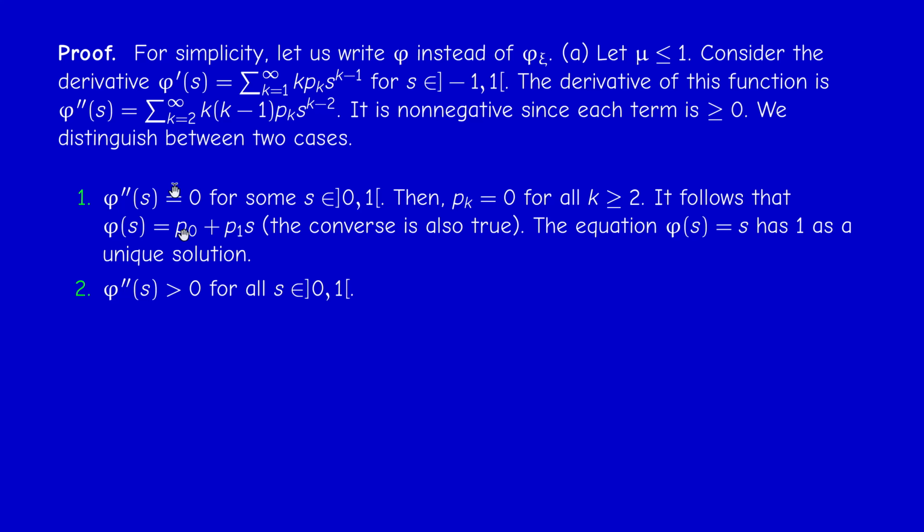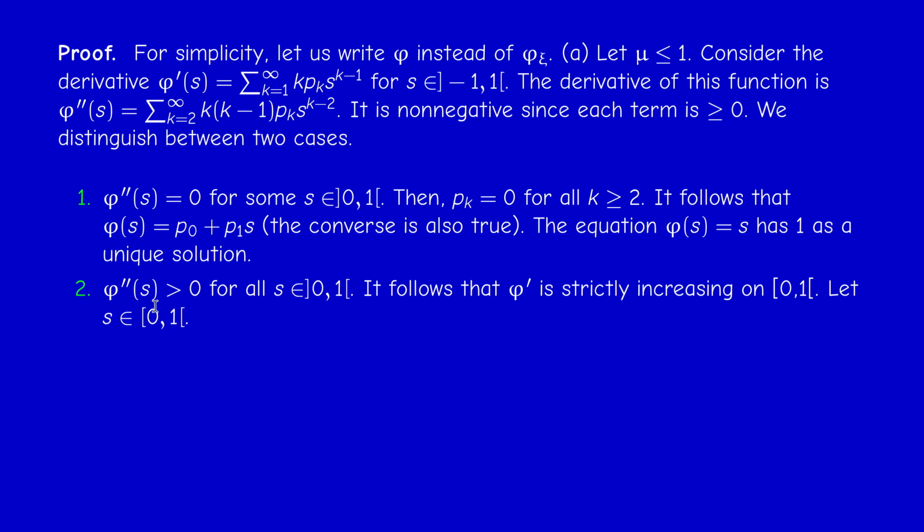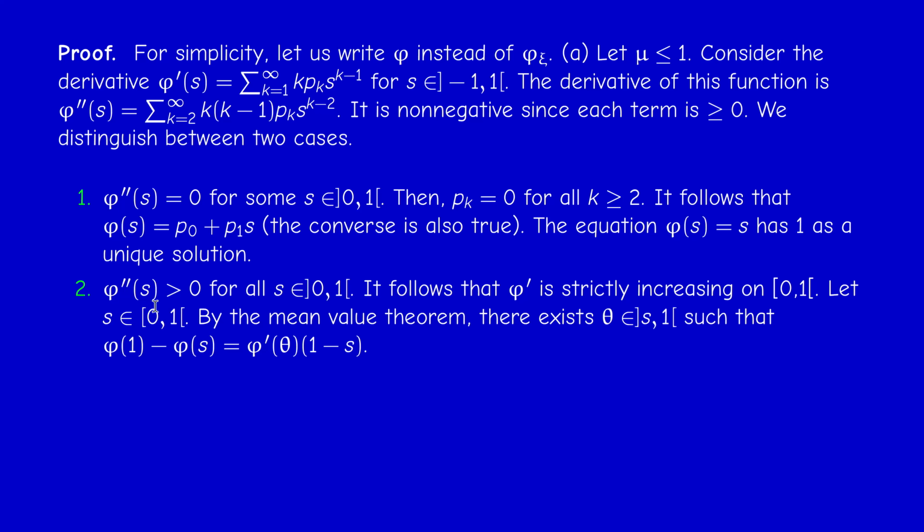Now, the other more interesting case is that phi double prime is strictly positive. So phi prime is strictly increasing, and therefore phi is convex, strictly convex, actually. Now, by the mean value theorem, there exists a theta between s and 1, such that, theta depends on s, of course, for every s, phi of 1 minus phi of s is phi prime of theta times 1 minus s. This is the mean value theorem.